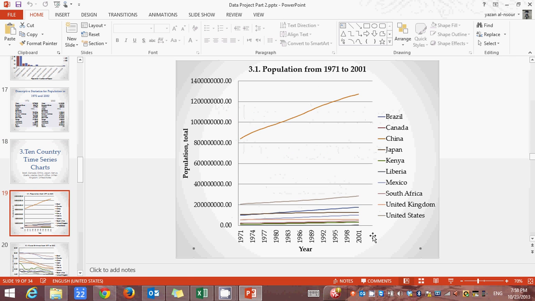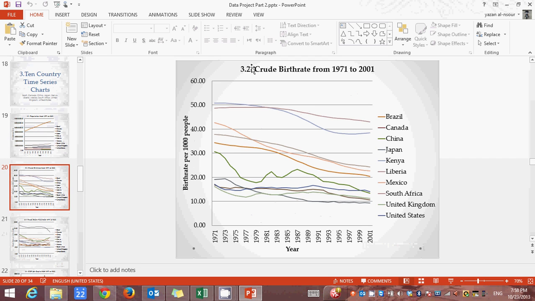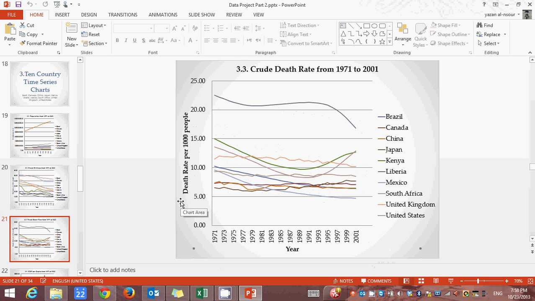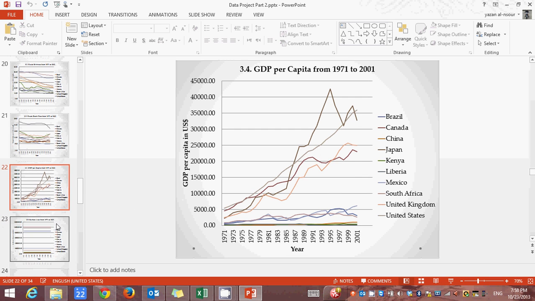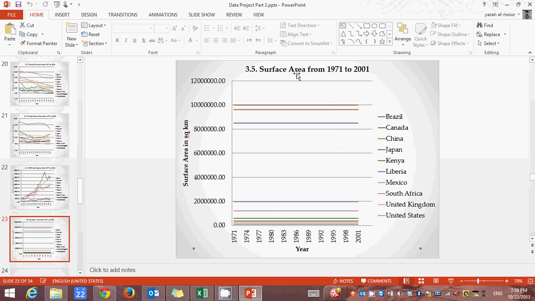And you can see that the data here is nice data. There's no discontinuity, so try to pick a variable that shows a line that is not disconnected, and this is from 1971 to 2001. Now we have crude birth rate, same thing for the same countries from 71 to 2000. Crude death rate also. And number 5 is the surface area. Obviously, most countries did not change in surface area.